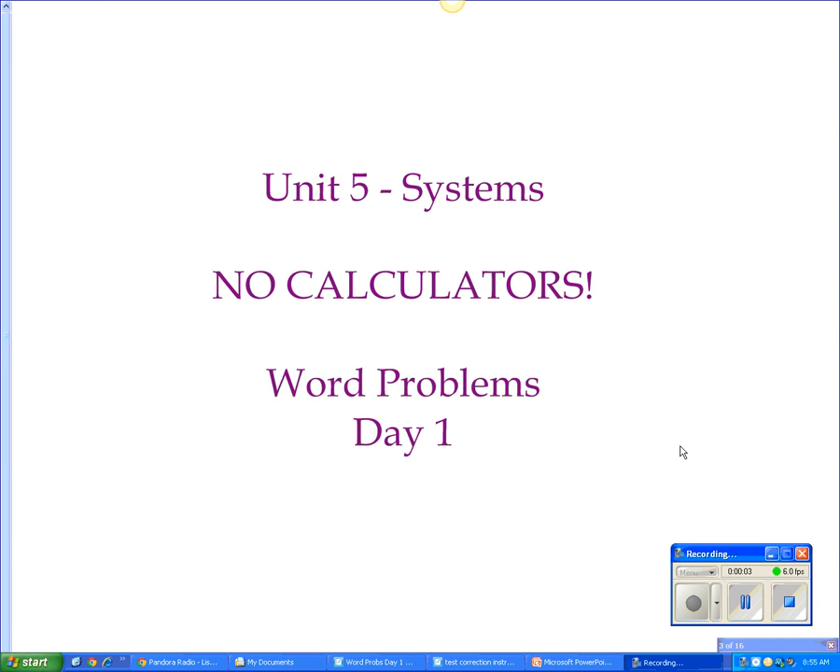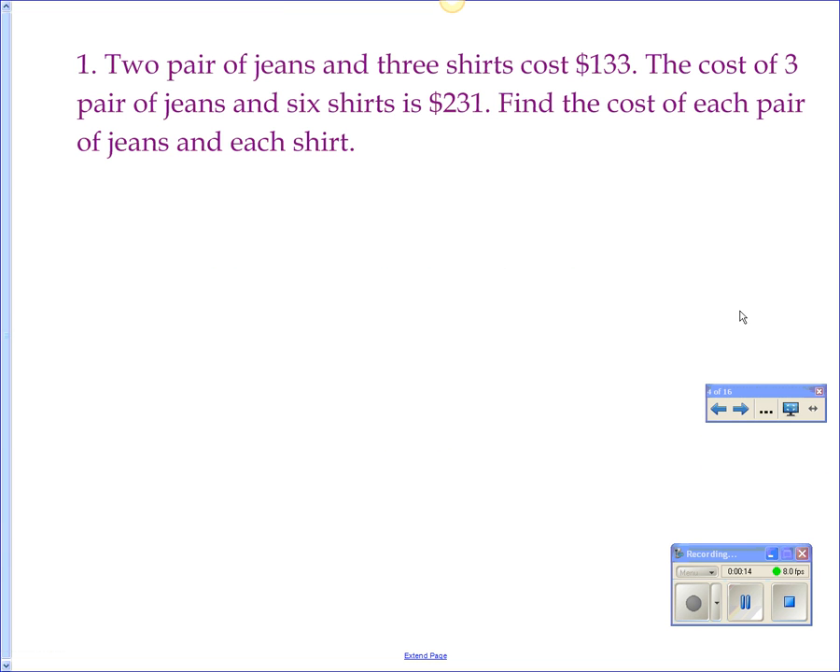Today's lesson is word problems, still using systems. So, number 1, you have a note sheet today to do it on. Number 1 says 2 pair of jeans and 3 shirts cost $133. 3 pair of jeans and 6 shirts cost $231. Find the cost of each pair of jeans and each shirt.